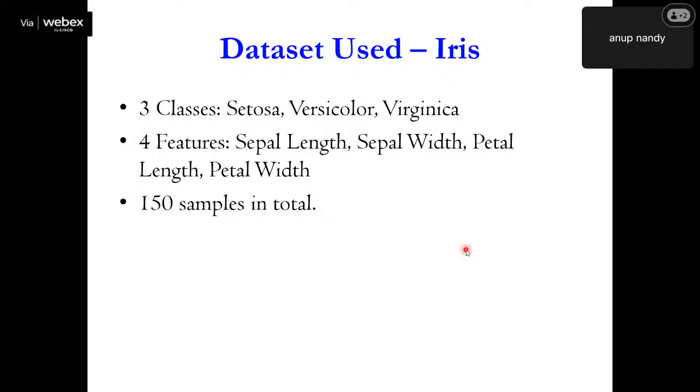There are three classes: Setosa, Versicolor, and Virginica. There are four different features: sepal length, sepal width, petal length, and petal width. There are 150 samples in total, and each class will have 50 samples.